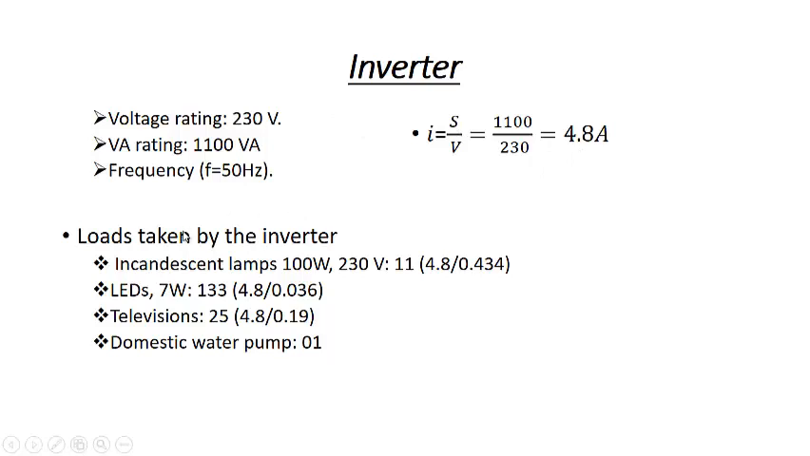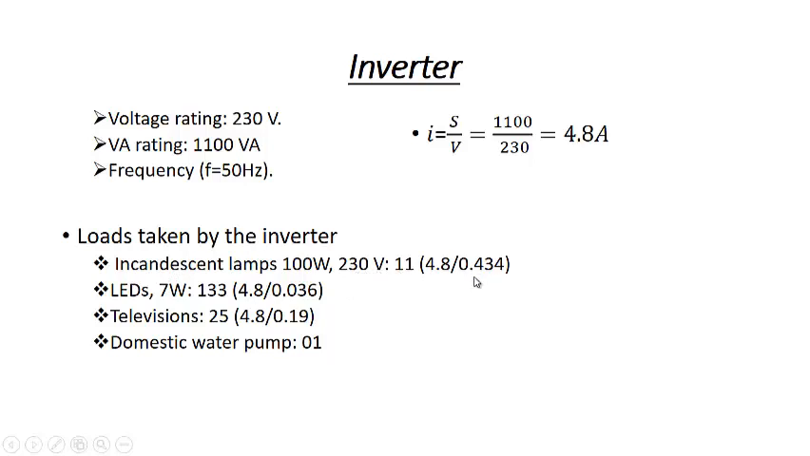In practice we need to see what loads are connected to the inverter, and we calculate the currents drawn by those loads at the inverter voltage, that is usually rated 230 volt, and we sum up those currents. The sum should be less than 4.8 amperes, and in that case the inverter will work appropriately. So let us say if we have incandescent lamps, we know that an incandescent lamp will draw current for 230 volt.